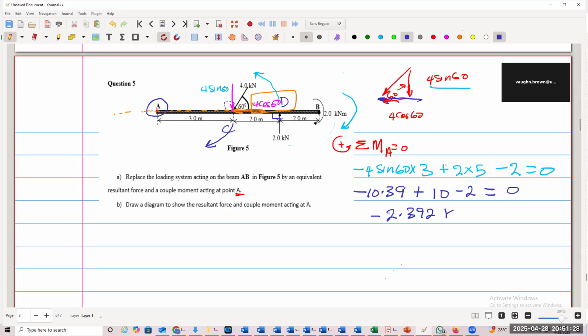And this is what now? Kilonewtons per meter. All right, so that's it. That's a coupling moment we have there. So that's one. But what about the resultant force? We need to work out the resultant force section.